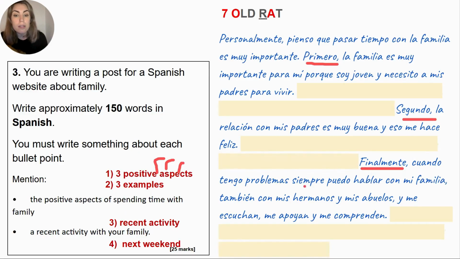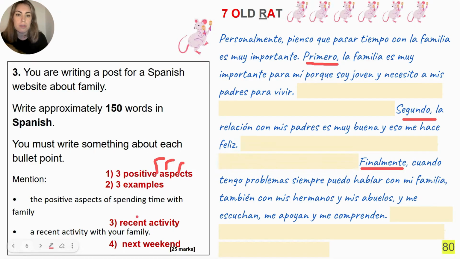Finalmente, cuando tengo problemas, siempre puedo hablar con mi familia. Finally, when I am in trouble, I can always talk to my family. También con mis hermanos y mis abuelos, also with my siblings and my grandparents. Y me escuchan, me apoyan y me comprenden. Really good vocabulary from GCSE. They listen to me, they support me, and they understand me. Okay. Then I will go on with the examples, but as I said, I think it makes sense to put them one by one together.